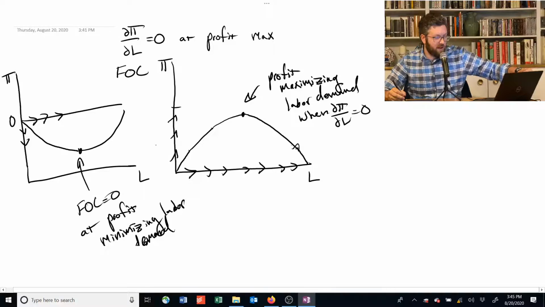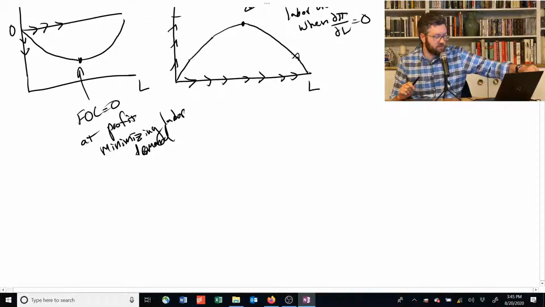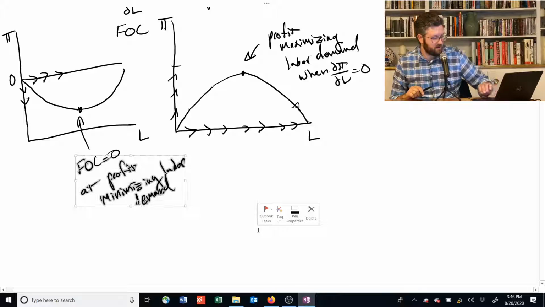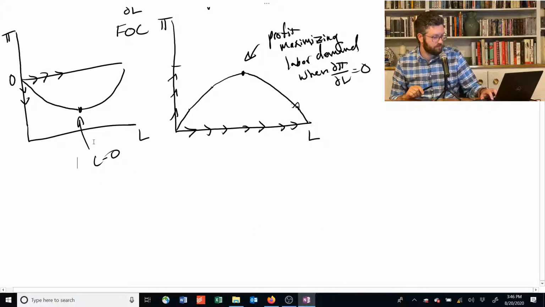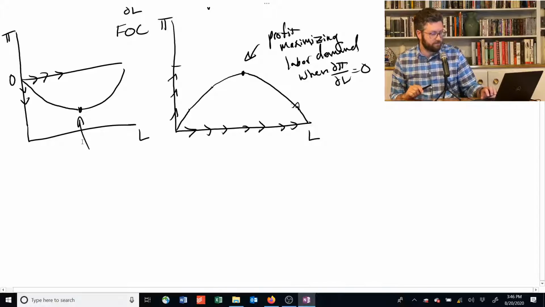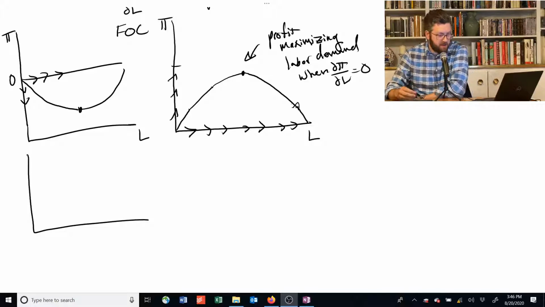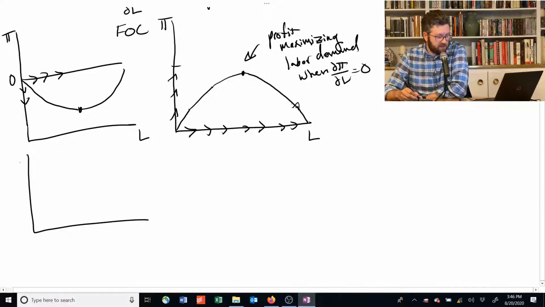So let's graph these guys, derivatives, and we can see that there's an important difference between them, okay? So I'm going to erase this stuff here. Okay, that's fixed. So instead of graphing profit here, let's graph the derivative of profit. Let's graph the first order condition for each of these figures.